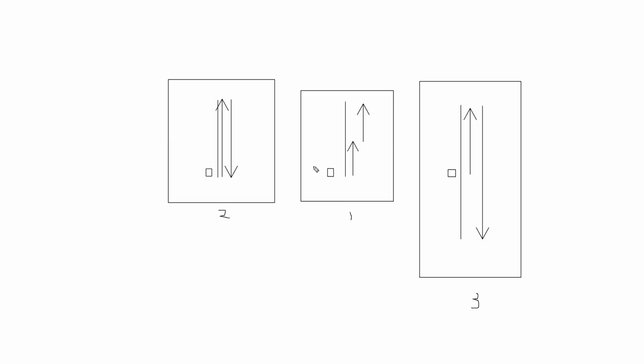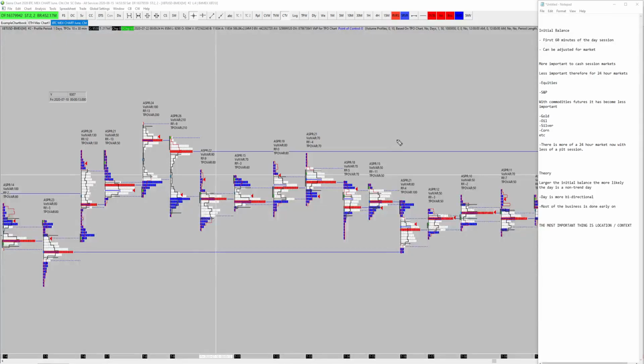So I think that the open in relation to the initial balance is probably the most important thing, right? It's showing us if there was conviction in that first hour of the day, if we were able to move away from that open, whether that's to the upside or to the downside. And this is going to come into context, and why this is important, with relation to key levels.